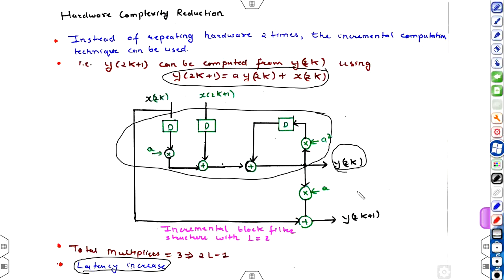So this is how you can design a parallel structure for a given IIR filter, and you can reduce the hardware complexity by the incremental computation technique, and this method is applicable to all first order IIR filters.